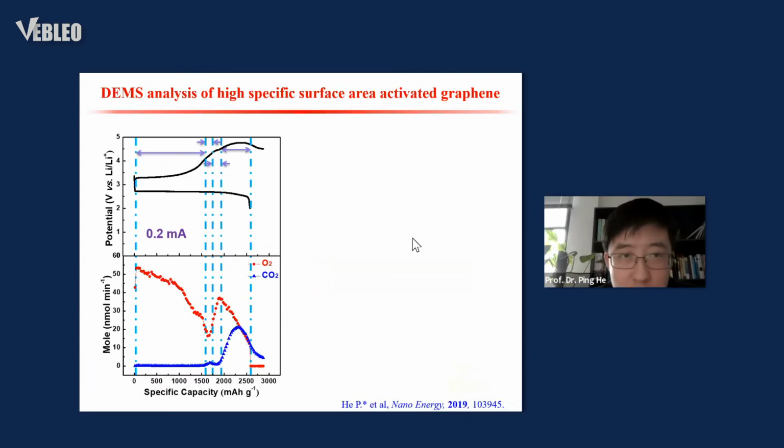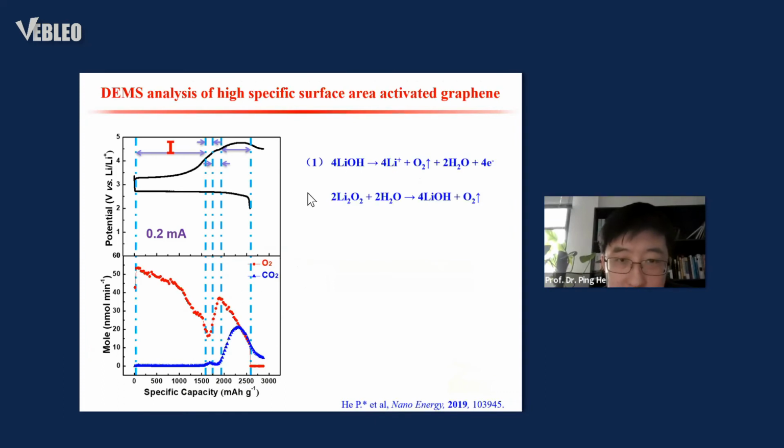So we also do the DEMS analysis of the high specific surface area activated graphene. So this is the discharge and charge curves. This picture is the DEMS analysis. So we can conclude the mechanism of this reaction system into some formulas.